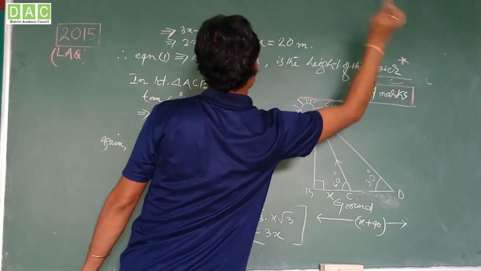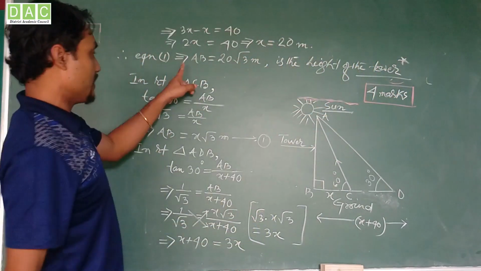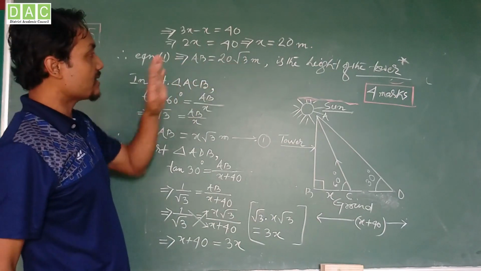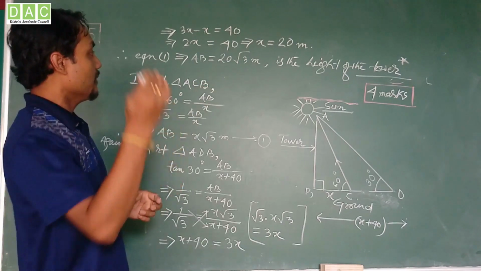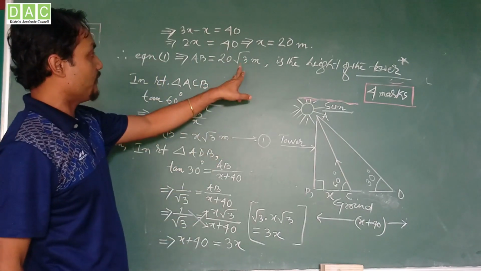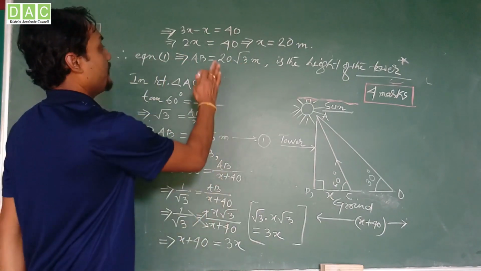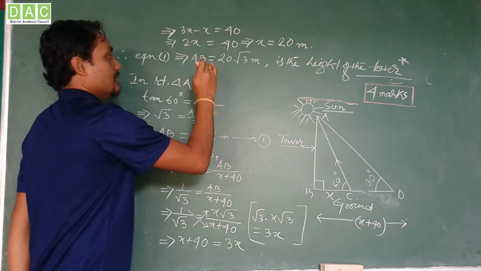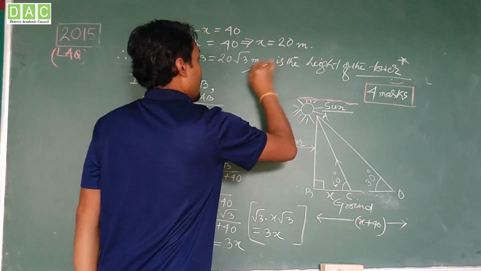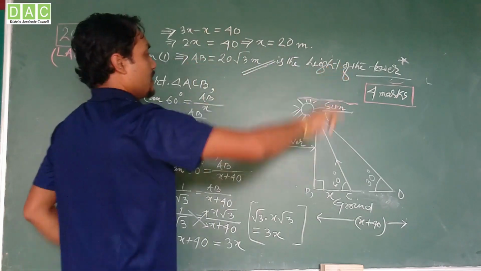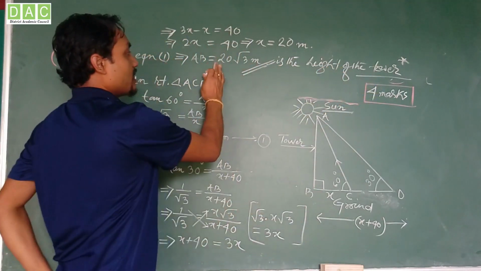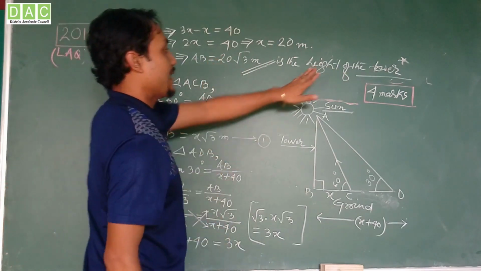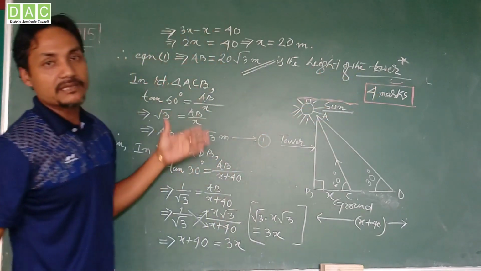And one thing to remember, AB equals 20 root 3. Since the value of root 3 is not given in the question, it is not necessary to use the value of root 3 here. It just remains the same, 20 root 3. After that, don't try to complete the answer here. You have to write the conclusion of the solution. So what is 20 root 3? That is the height of the tower. Hence this is the complete solution.